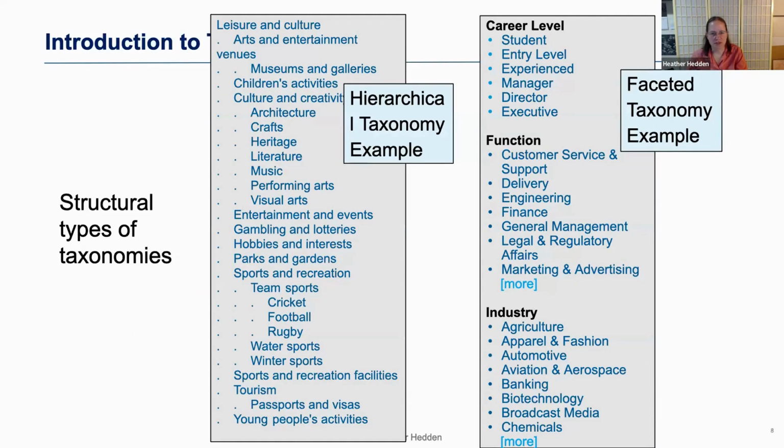So there are different kinds of structures to taxonomies. A more hierarchical taxonomy, and then faceted has different aspects or dimensions or sides to a query. So the other one having to do with jobs, you can limit or filter by career level, function, or industry. And you can even have a hierarchy within a facet.